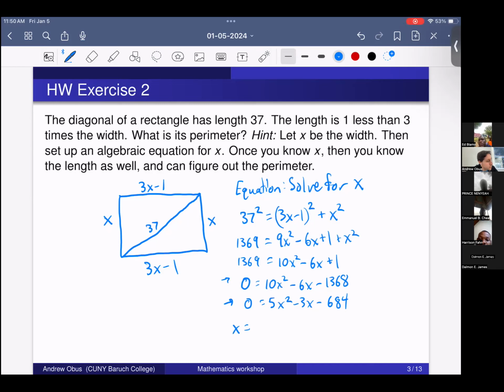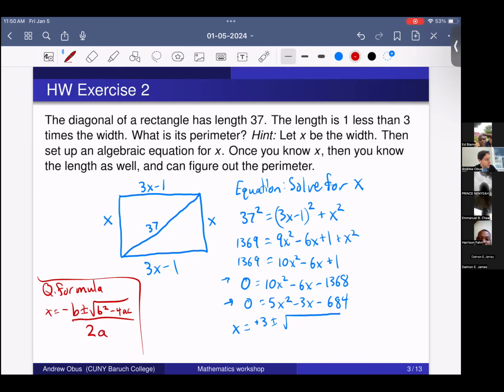So x is equal to minus b plus or minus. I'll write the general formula over here. x equals minus b plus or minus the square root of b squared minus 4ac, over 2a. Exactly. So in this case, we have a to be 5, b to be minus 3, and c is minus 684.